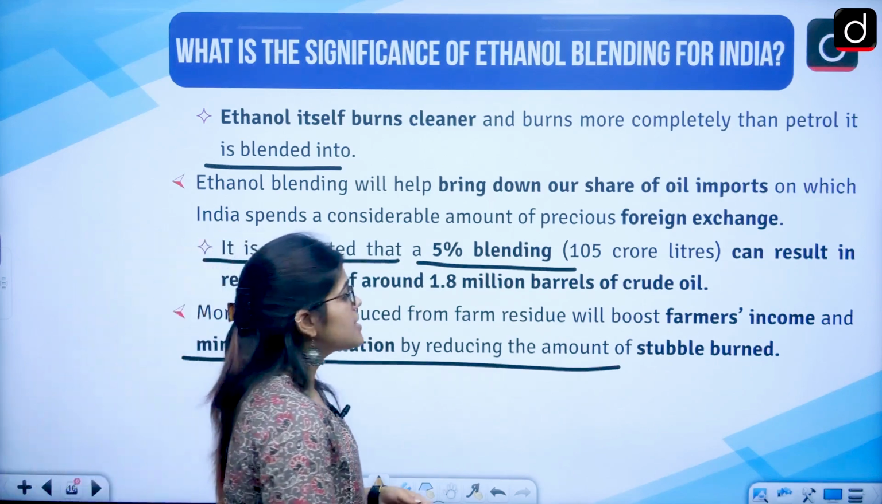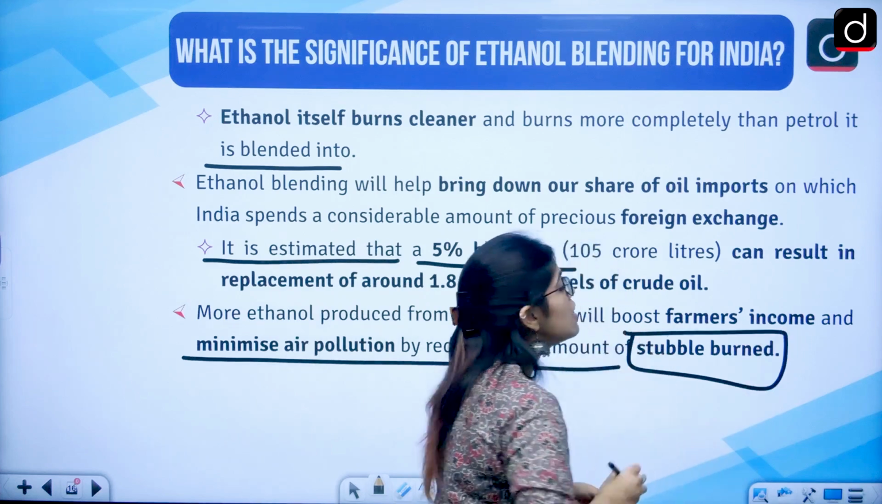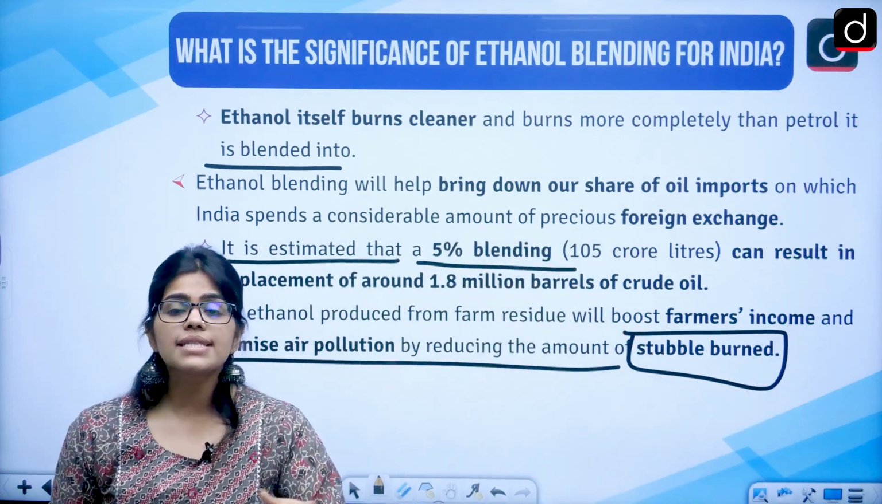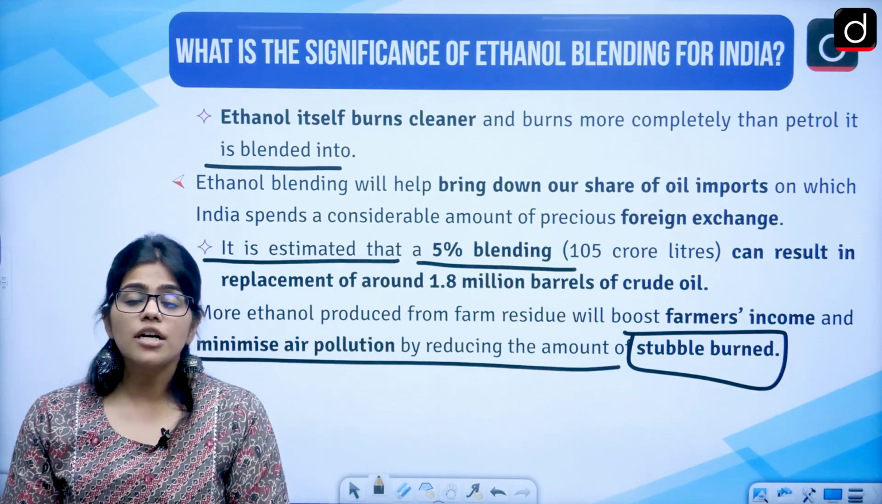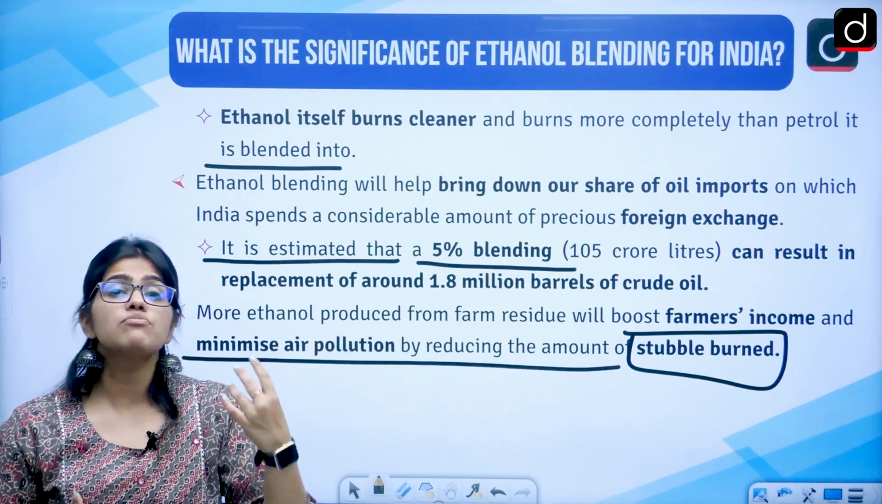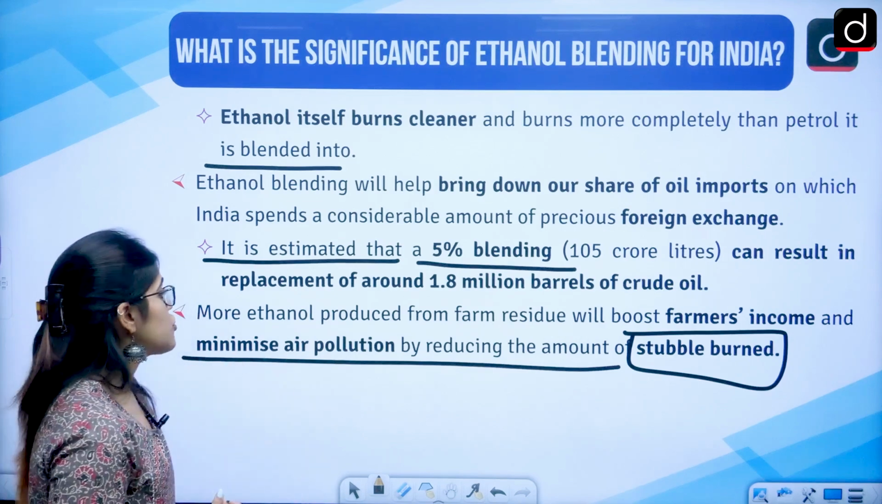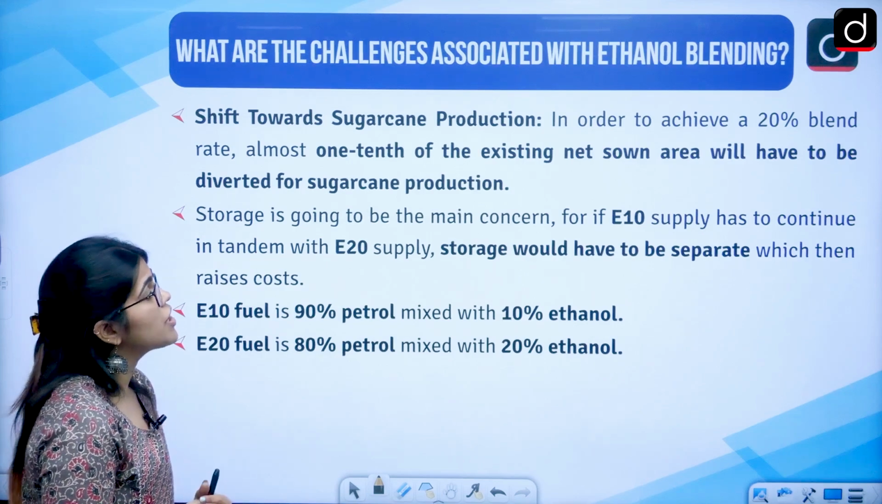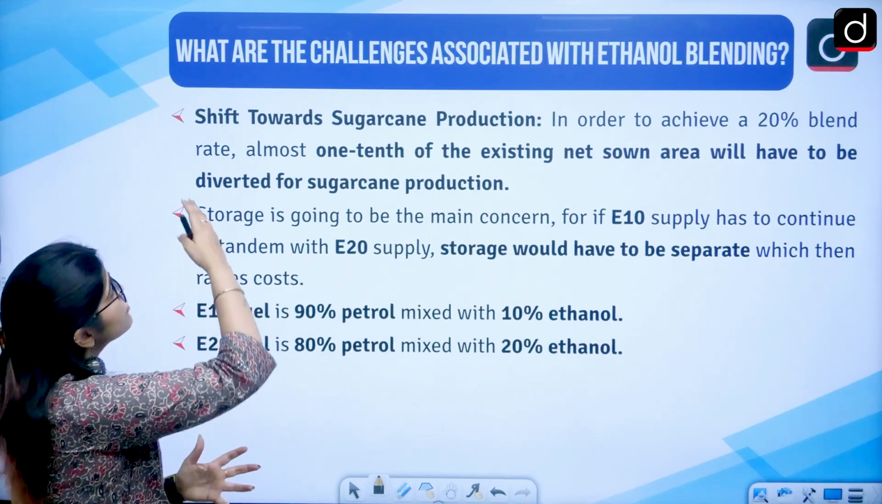And we have discussed in greater detail the phenomenon of stubble burning and how states like Punjab are burning the chaff that is present, because of which there is a lot of smog, and of course air pollution also increases. The shift towards sugarcane production should be there. These are a few challenges.